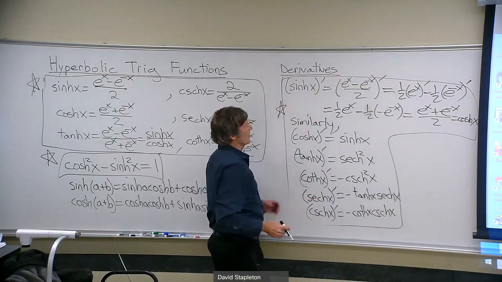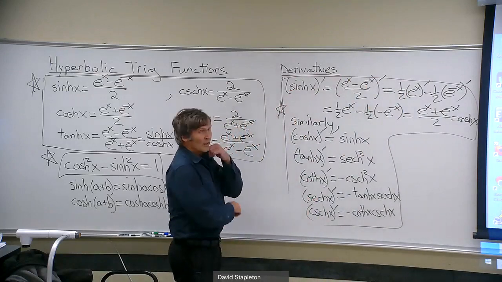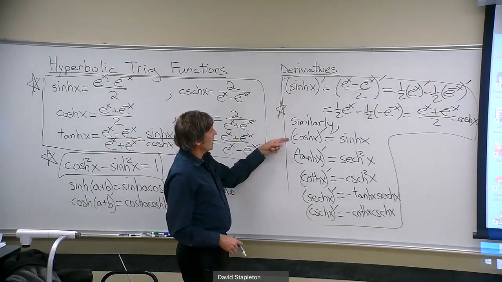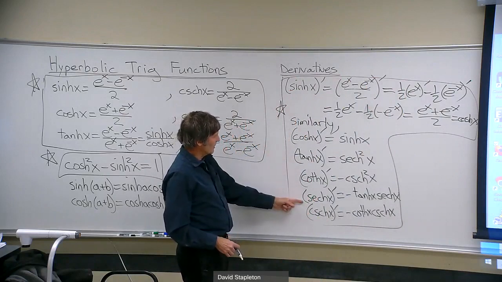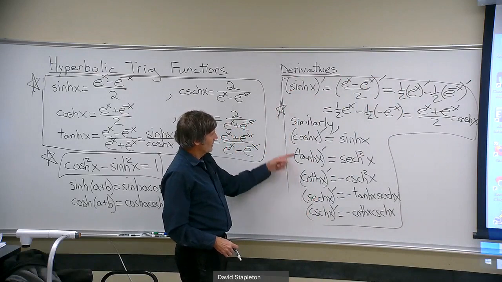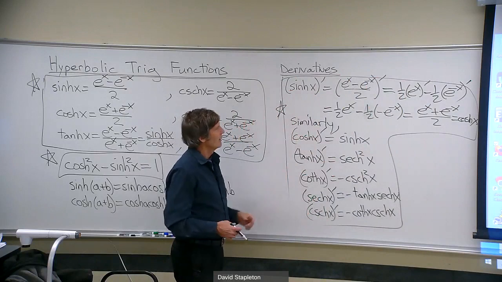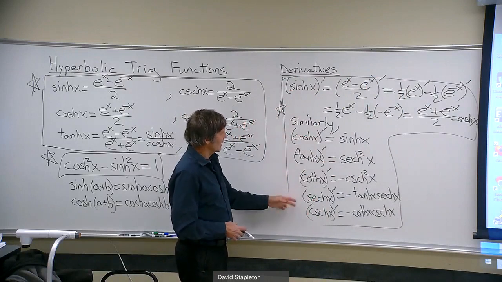So star means memorize. Well, here's how I like to think of it. You can come up with your own device, maybe. It's cosh and its reciprocal hyperbolic secant that have the minus sign different. Otherwise, they're all just the same. Put an h on them. So cosh and its reciprocal hyperbolic secant.